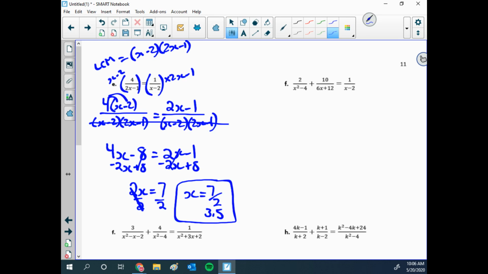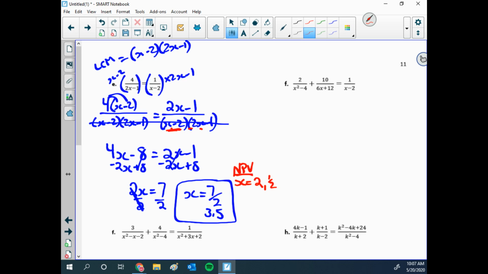Okay. I would always want to check my answer and at least check that that's not one of my non-permissible values. My non-permissible values come from the denominator that I canceled out. So from here, x cannot equal 2, and x cannot equal a positive 1/2. That does not fall in my non-permissible values. So assuming that all my other work is right, that should be correct.